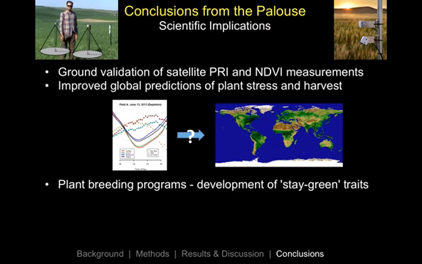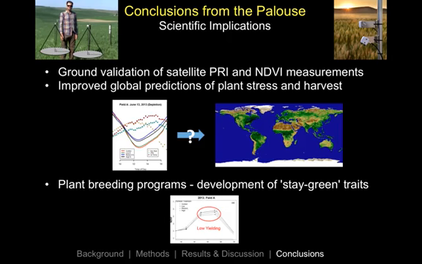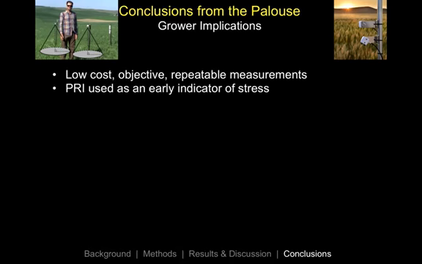I also think there's implications for plant breeding programs, in particular the development of stay green traits, where we're looking at increasing the time of crops during that heading stage to both increase yields, but then potentially manage for protein, as I showed. Grower implications using these sensors: these are low-cost, objective, repeatable measurements. PRI can potentially be used as an early indicator of stress conditions. However, remember, this is an indirect measurement, so we don't know exactly what that stressor is, but it might give us some sort of clue as to what that could be at different field positions.